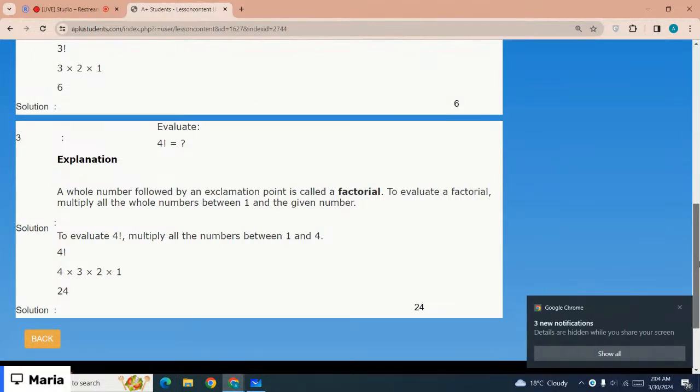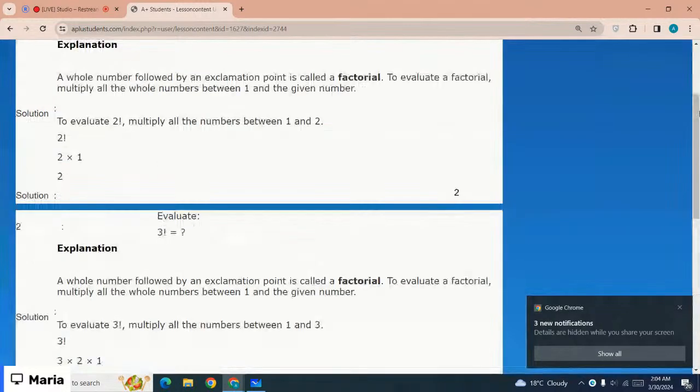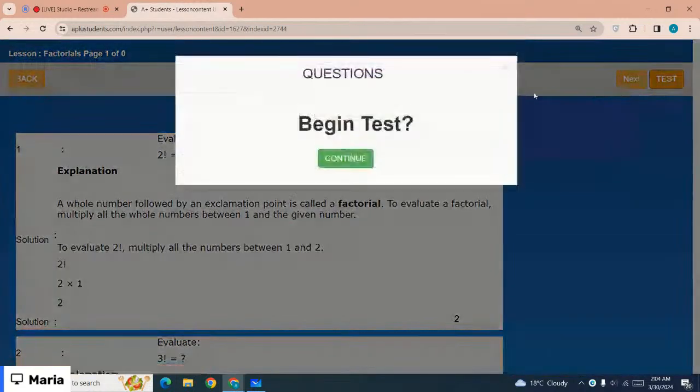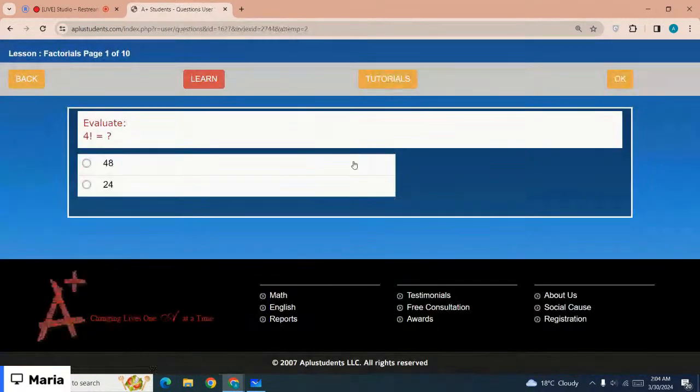Okay, let's just start with the practice questions. Okay, the first one is 4 factorial. So which is the correct option? How do we evaluate 4 factorial?